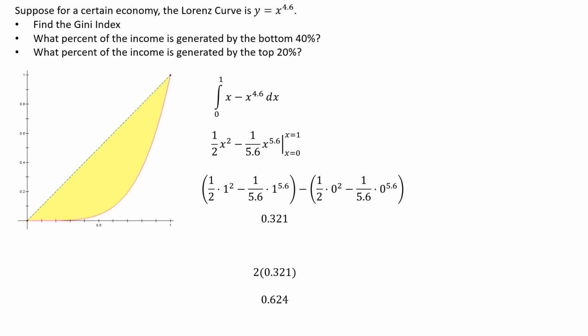Second question asks, what percentage of the income is generated by the bottom 40%? Well, to find that, I just have to plug 40% in for x into the Lorenz curve, and that tells me that the bottom 40% of earners generated about 1.5% of the income.